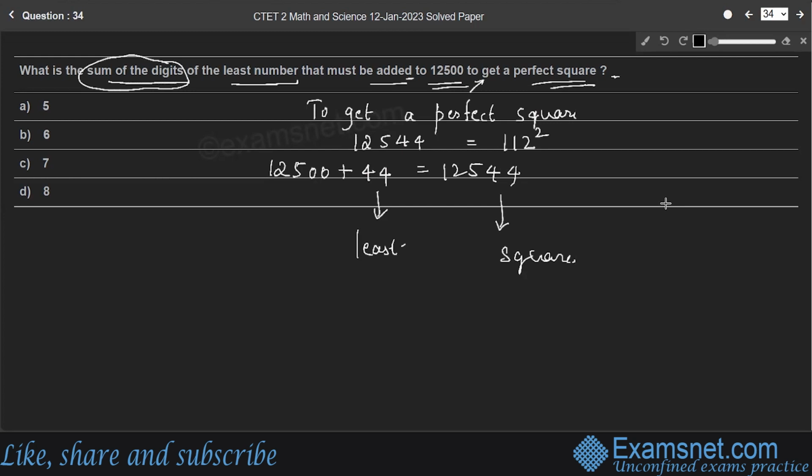So the question is the sum of the digits of the least number. The least number added here is 44. So the sum of its digits is equal to 4 plus 4, which is 8, right? Therefore, option D is the right answer.